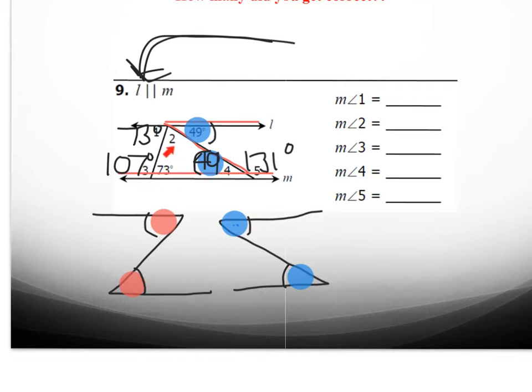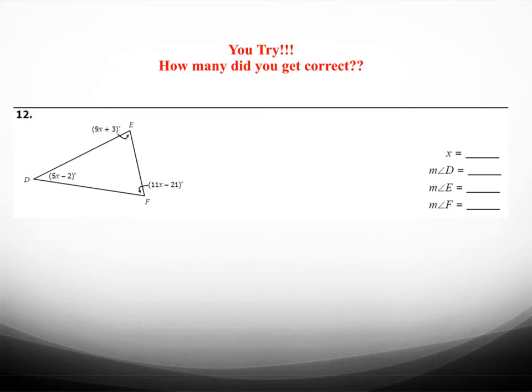And then on the inside, we see a wonderful triangle, and we're going to add up 73, and we're going to add up 49, and what we're going to do is we're going to subtract that from 180, and what we get is that angle 2 is 58 degrees. So now we have all of our information, and we could definitely put it as our answers. For this particular problem, I would like for you to try it, and then we'll see how many of the answers you get correct.